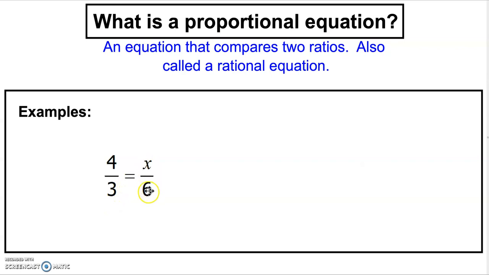4/3 equal to x over 6. This is a proportion. So we're comparing 4 to 3 on this side and x to 6 on this side. Here's another example that's not as simplistic. We have 2 over 10 and 4 over n plus 5. So what we're going to explore is how we would solve these.